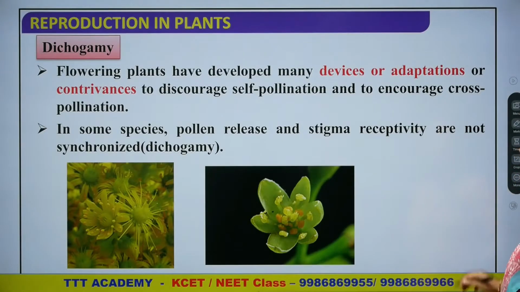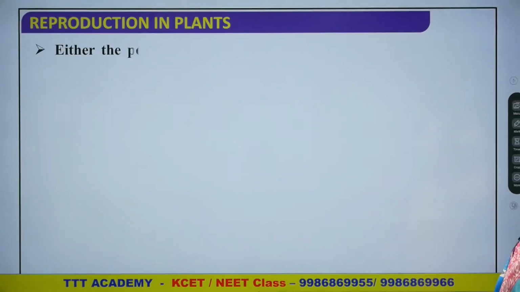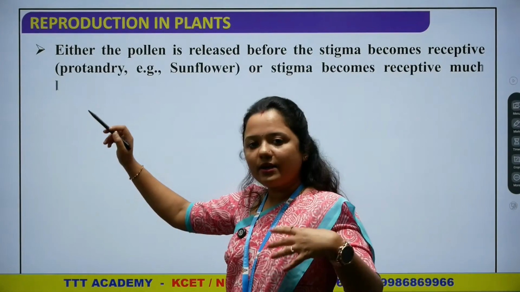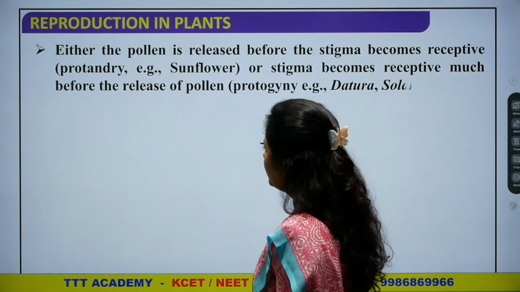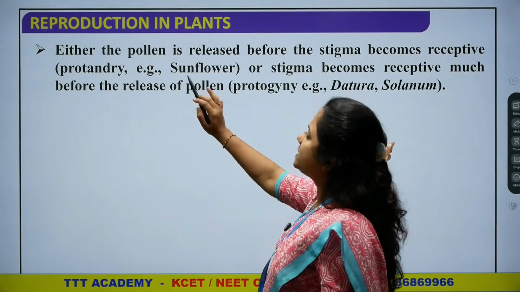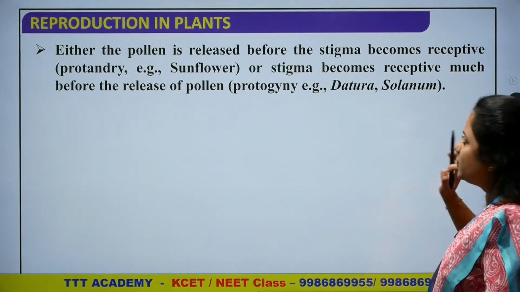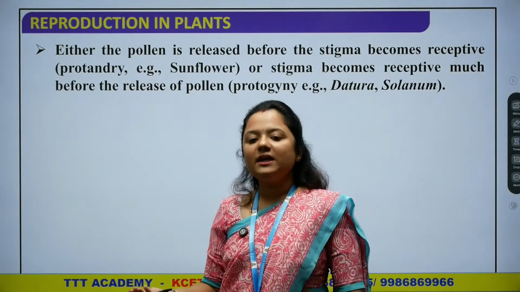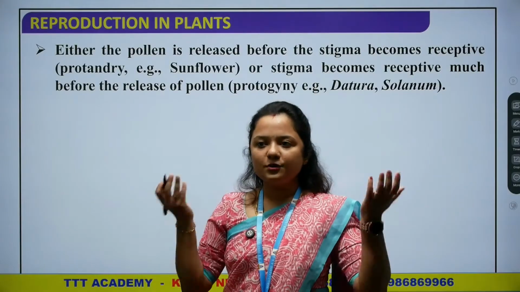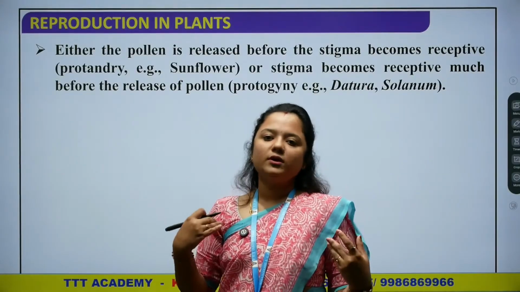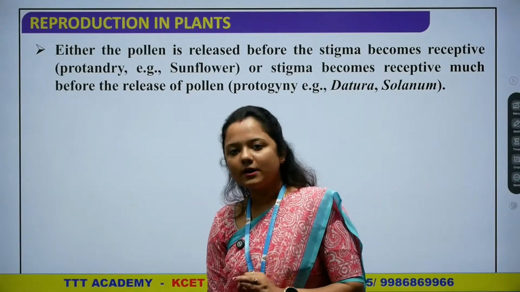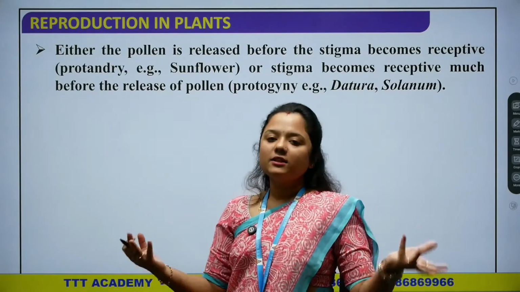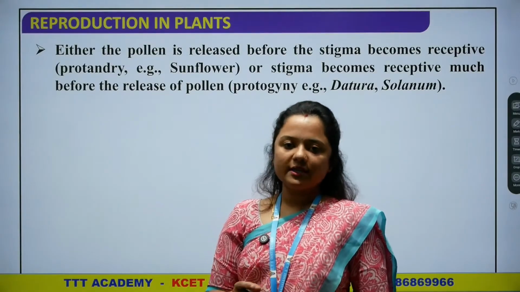Different plants take up different kinds of adaptations. There are again different conditions here. First, the pollen is released before the stigma becomes receptive. Again, both the male and female gametophytes should be mature enough to take part in the process of reproduction, correct? When one is not ready or not yet mature, we can't expect the process of pollination, right?